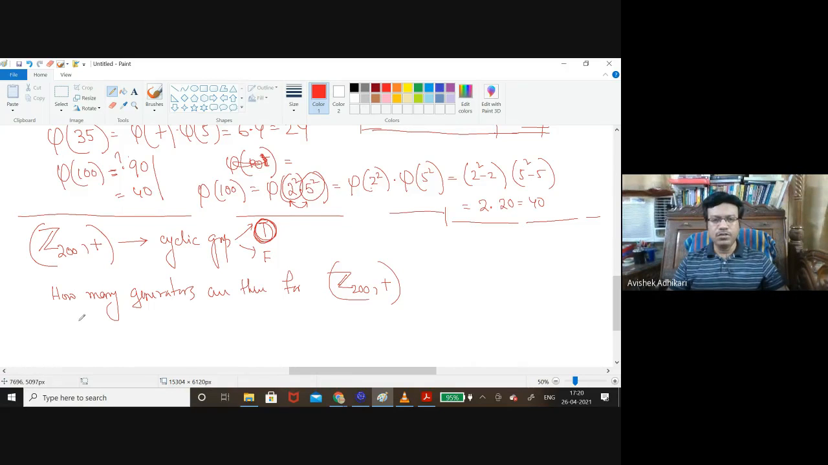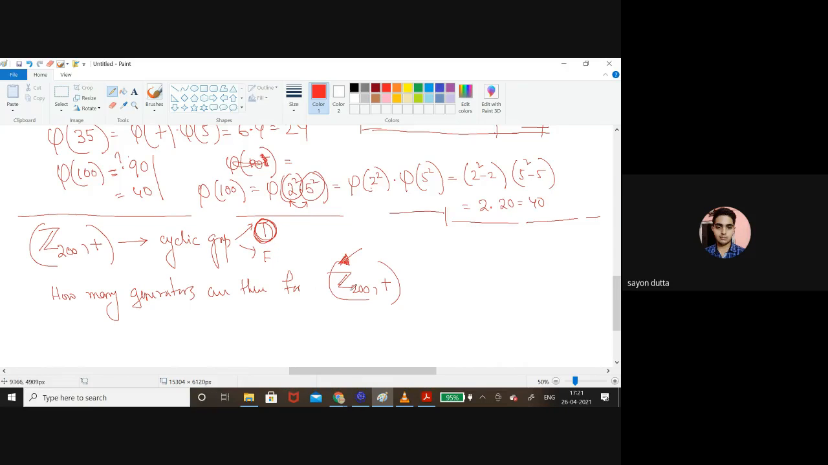So what you need to know, basically all such elements which are relatively prime to 200 are generators, right? In my last class, I have already explained, but I have not given you the proof, but you should have a look at the books where you will get the proof. The proof is not that difficult.